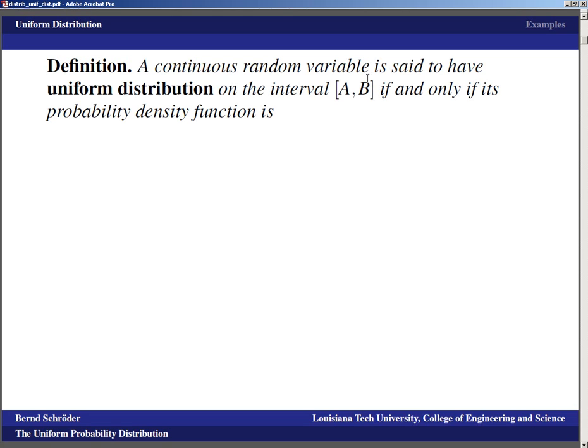A continuous random variable is said to have a uniform distribution on an interval [a, b] if and only if its probability density function is f(x; a, b) = 1/(b − a) for a ≤ x ≤ b, and 0 otherwise. Well, that's kind of hard to read.